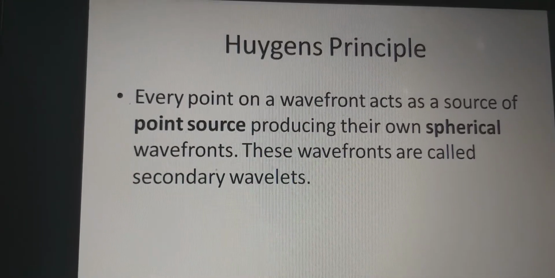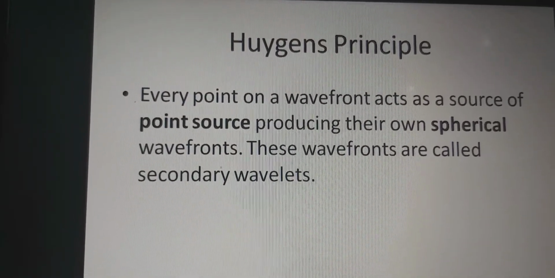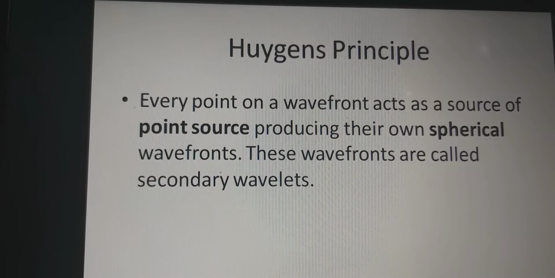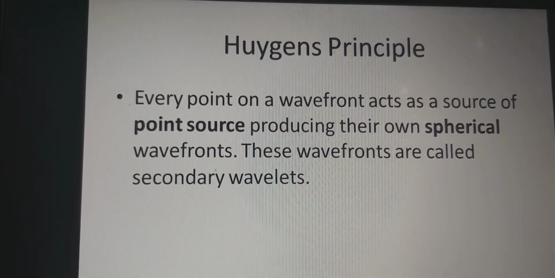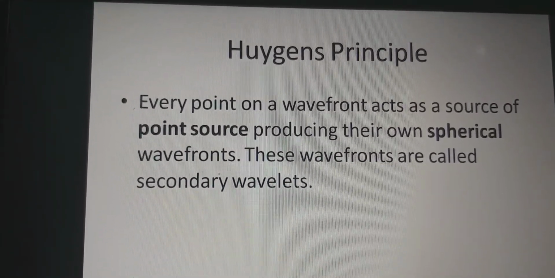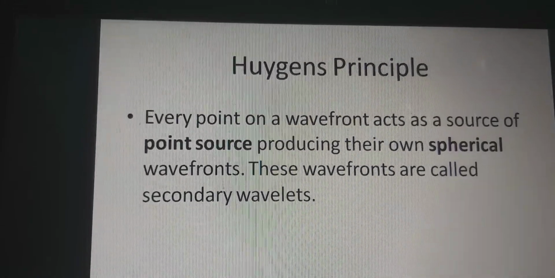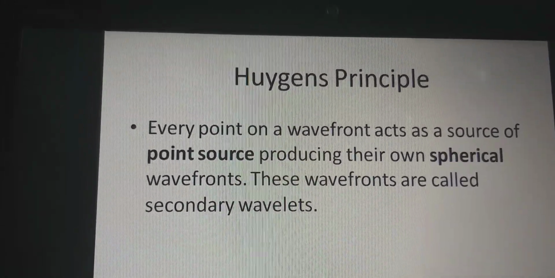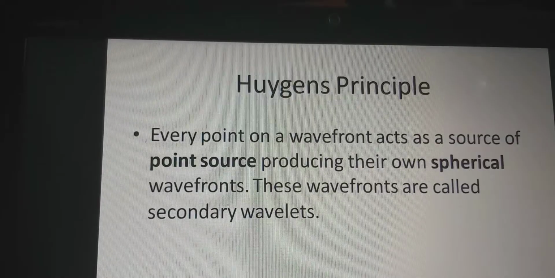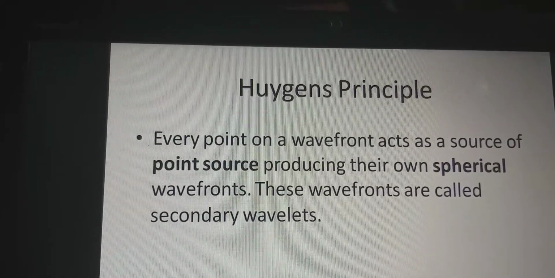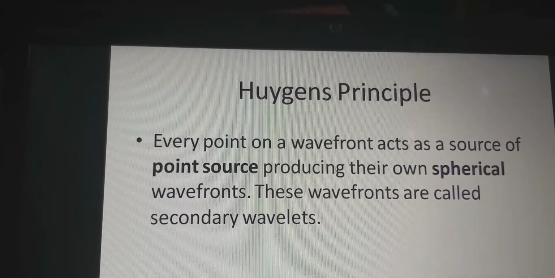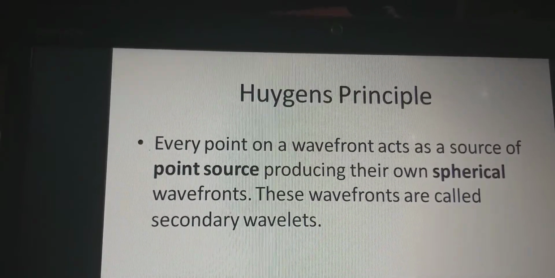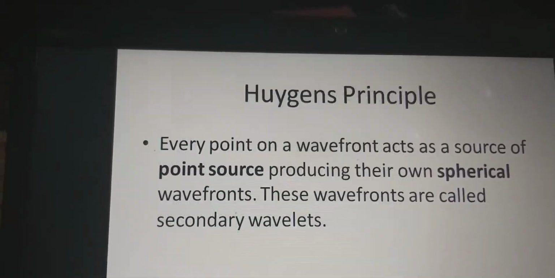Huygens principle. Every point on a wavefront acts as a point source producing its own spherical wavefront. These wavefronts are called secondary wavelets. So whenever a wavefront is there, every point source producing its own spherical wavefront acts as a secondary wavefront.